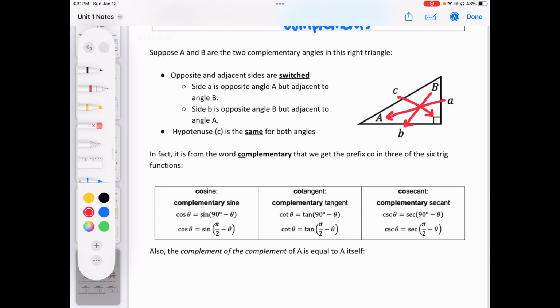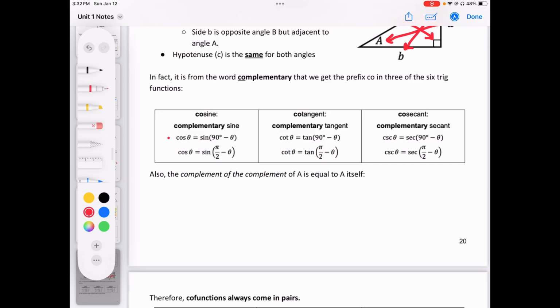The word complementary is when we have the prefix co, and it refers to these rules below. So you have complementary sine, which can be written as cosine of theta equals sine of 90 minus theta. Complementary tangent would be 90 minus theta of tangent to get cotangent. The same for secant. And then the complement of a complement of A is equal to A itself. So that would be like saying 90 minus this complement would be A.